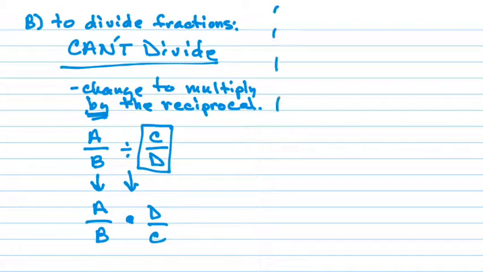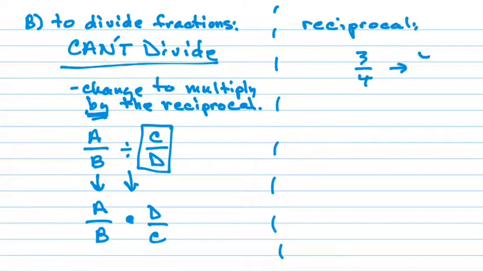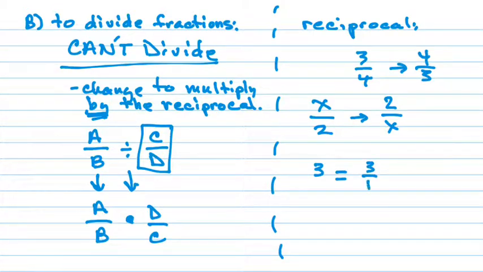So, I just want to do this though. What is the reciprocal of 3 over 4? 4 over 3. What is the reciprocal of x over 2? 2 over x. What is the reciprocal of 3? 1 over 3. Because 3 is the same thing as 3 over 1, so the reciprocal of it is 1 over 3.